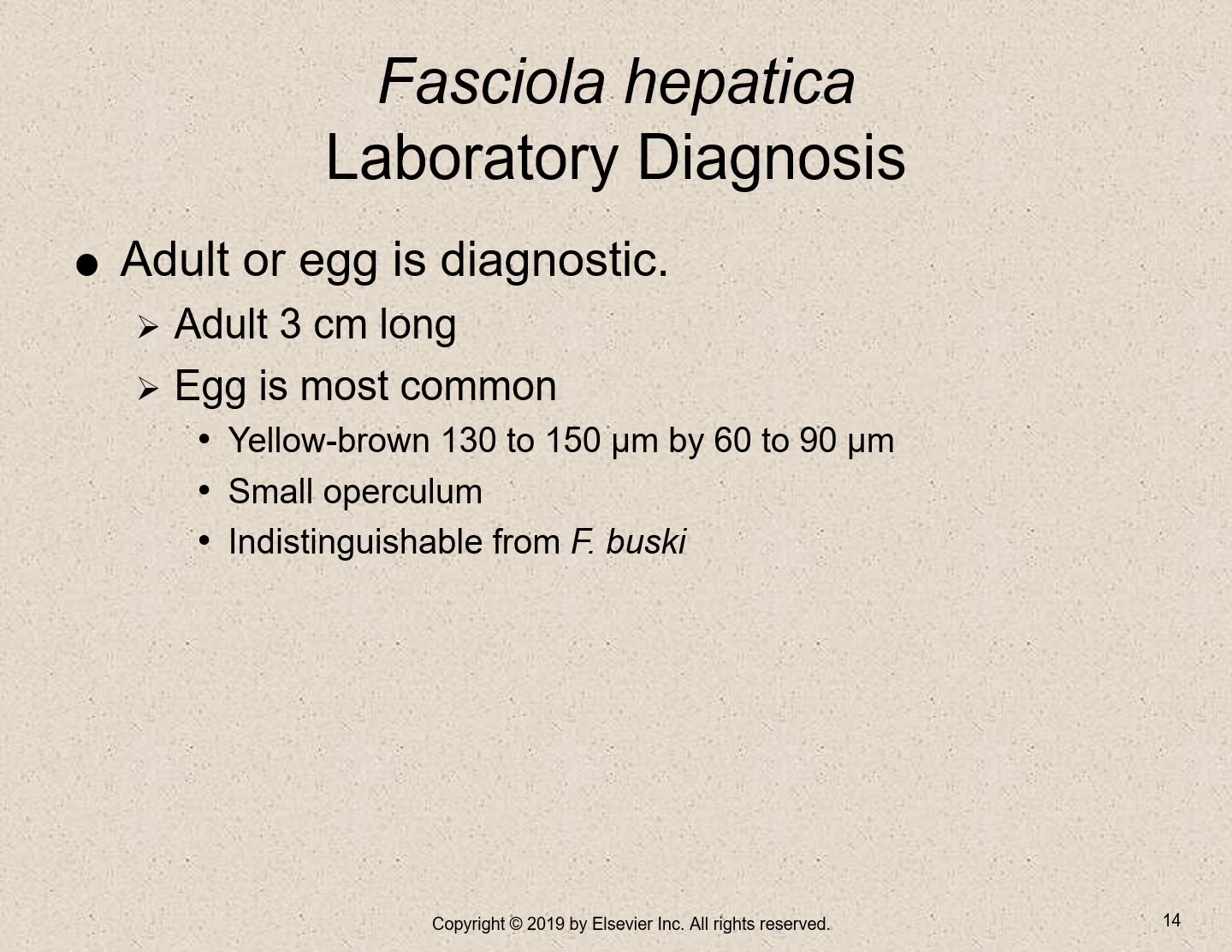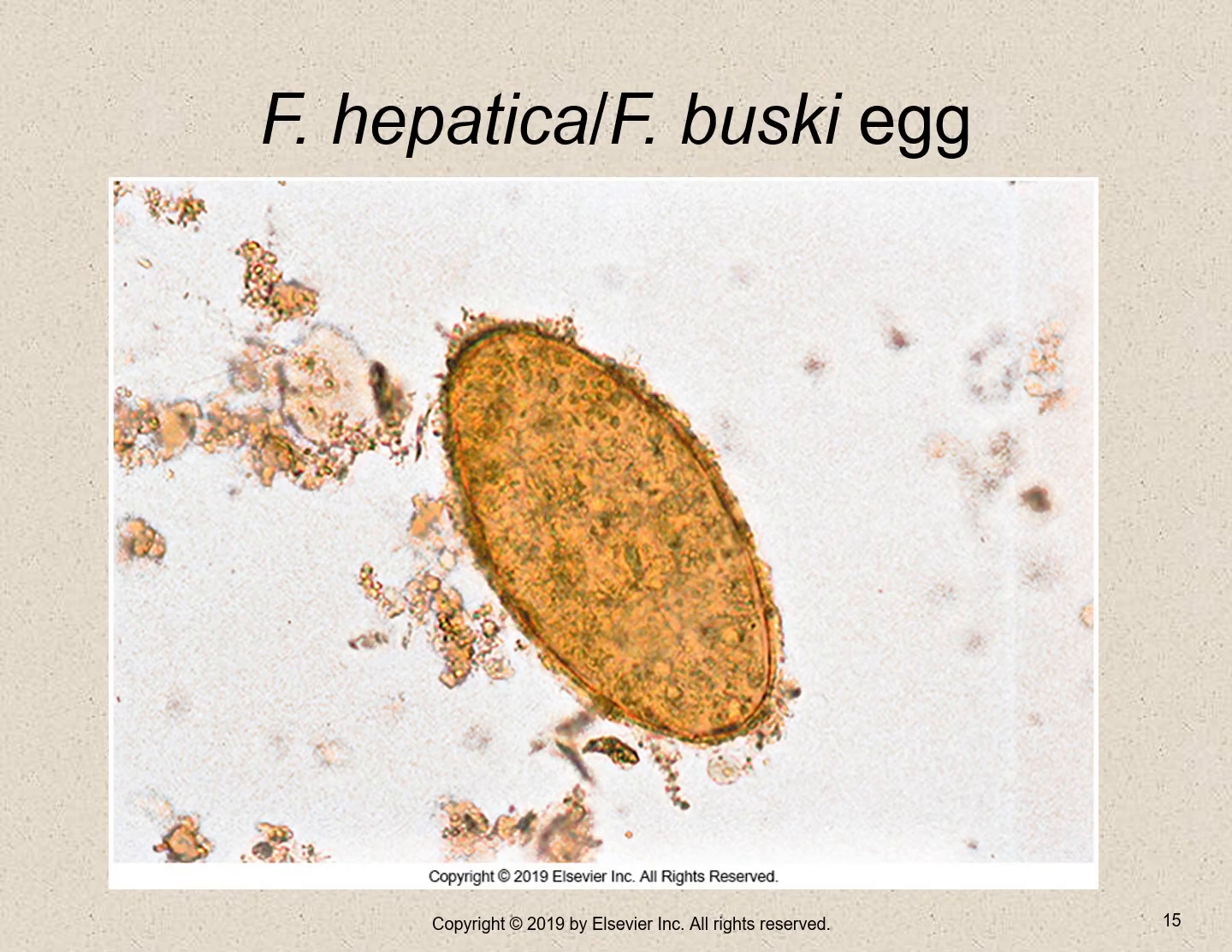Adults are approximately 3 centimeters long and have a prominent cephalic cone. The unembryonated operculated eggs are carried in the bile to the intestinal tract and are passed in the feces. The size measures 130 to 150 micrometers by 60 to 90 micrometers, and they're almost indistinguishable from eggs of Fasciolopsis buski, so they're reported as F. buski, F. hepatica eggs, as was mentioned previously. Both the adult or egg observed is diagnostic. This is the same image from a previous slide showing the egg that would be identified as F. hepatica, F. buski.